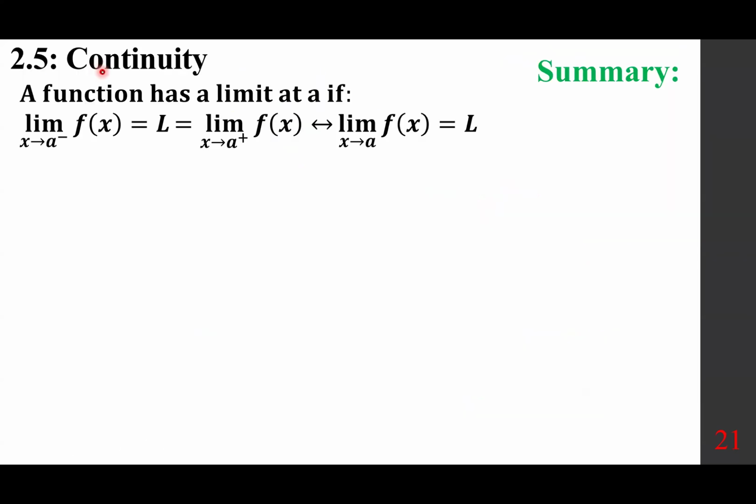Continuity. A function has a limit at a if the limit of f of x as x approaches a from the left equals L and equals the limit of f of x as x approaches a from the right. In other words, one-sided limits are identical. The limit of f of x as x approaches a equals L.